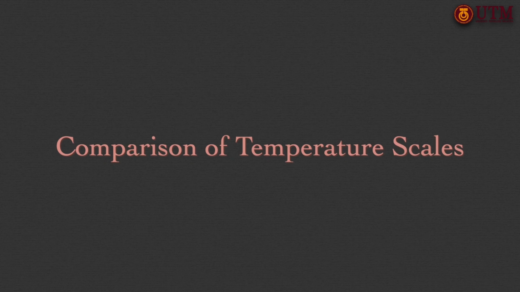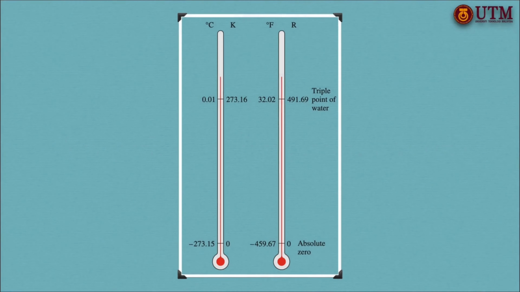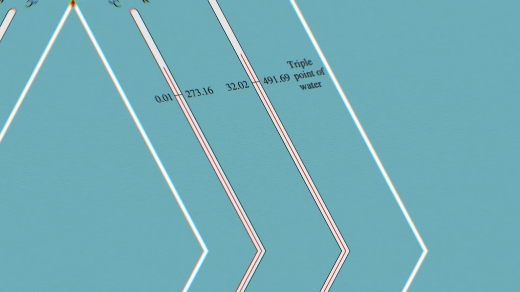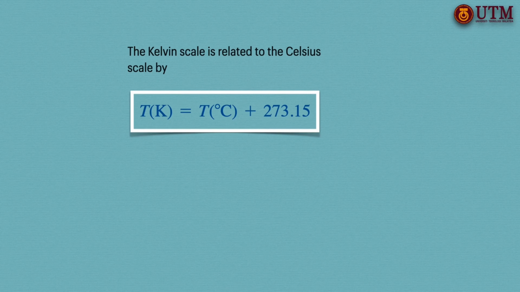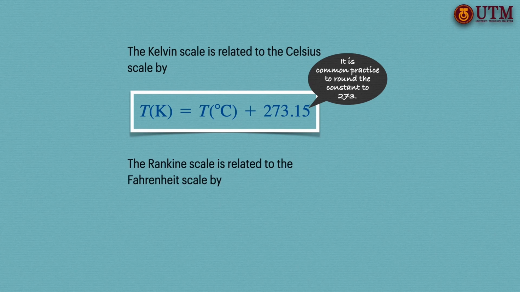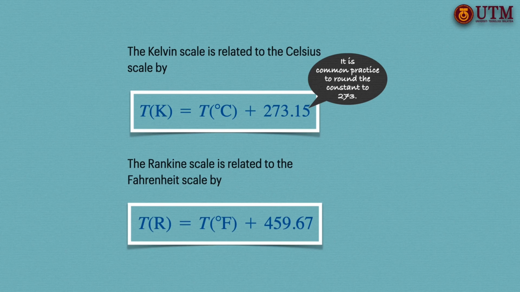Now, let us compare the two unit systems. The comparison of various temperature scales is shown here. The Kelvin scale is related to the Celsius scale by the following relation. It is common practice to round the constant to 273. The Rankine scale is related to the Fahrenheit scale in a given form, and it is common practice to round the constant to 460.